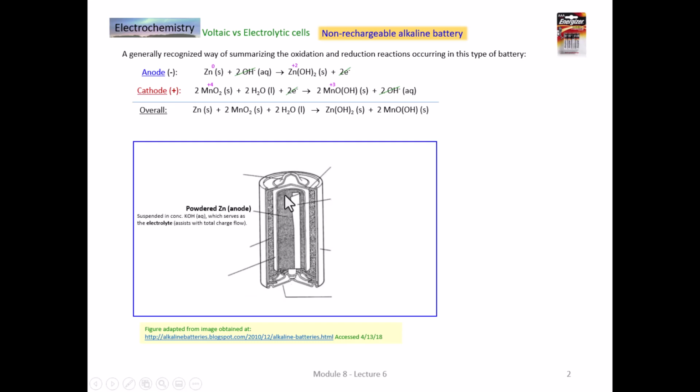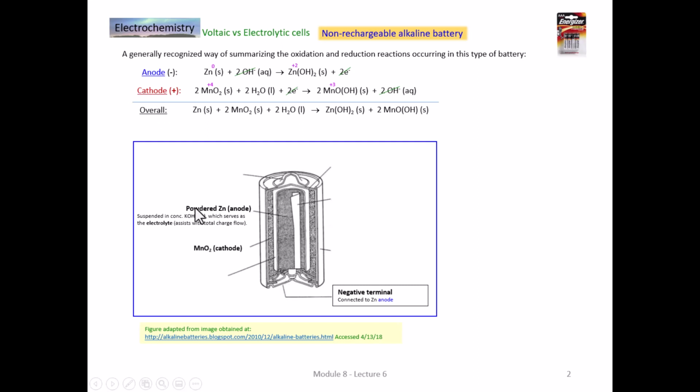In the middle of the battery, we have powdered zinc, and this powdered zinc is the anode, because remember up here, we have the anode being solid zinc. It's suspended in concentrated potassium hydroxide. That's the source of the hydroxide. And this also serves as an electrolyte, which assists with total charge flow. The negative terminal of the battery, which we said negative was with the anode, would be connected to the zinc anode.